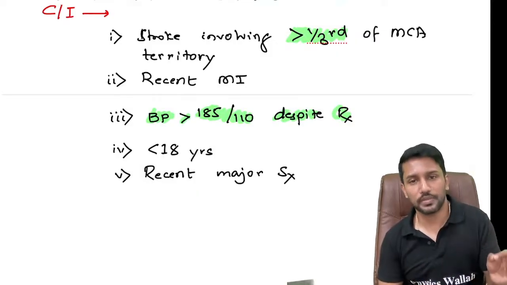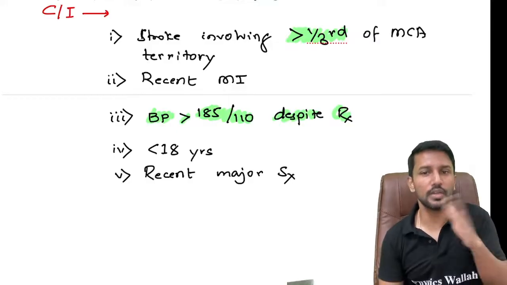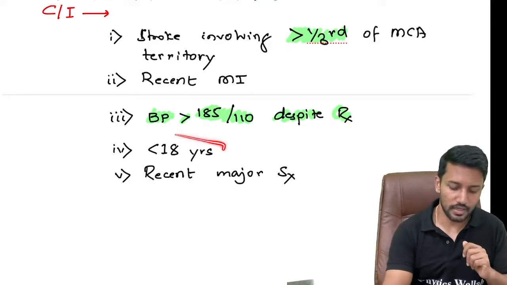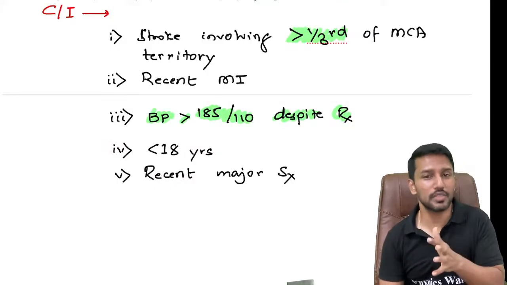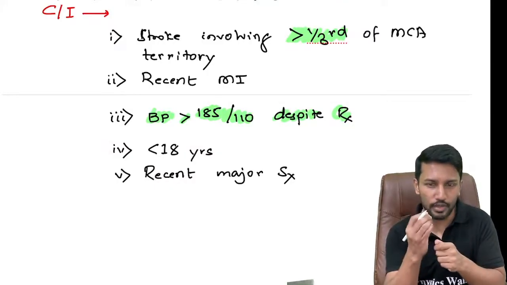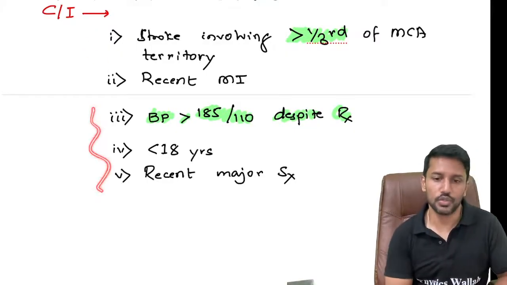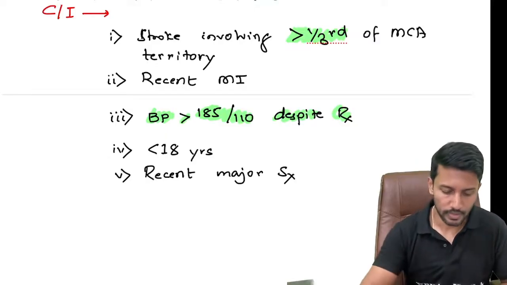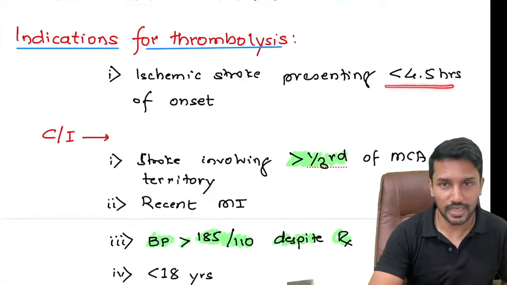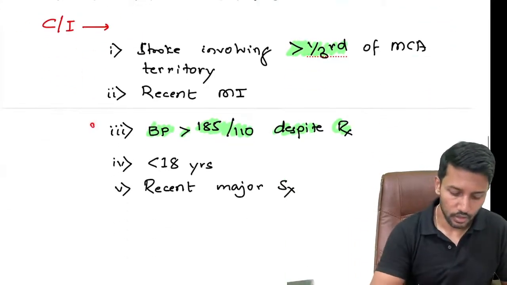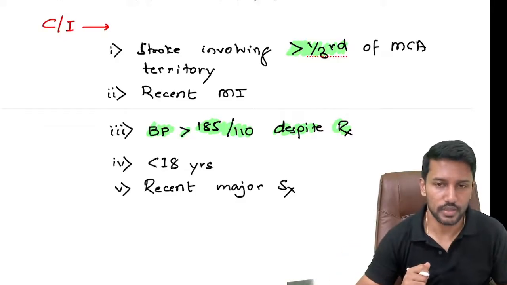If you're thinking why less than 18 years is a contraindication, the simple reason is that the reasons for stroke in individuals less than 18 are different from the reasons for stroke in adults. Under 18, you have diseases like vasculitis and moyamoya disease. They become the reason for stroke. It is not because of an embolic occlusion or an atheromatous occlusion, and that is why thrombolysis makes no sense in those cases. So if you have to decide about thrombolysis, first you have to see whether the patient presented in time and there should be no contraindications. Then you can go ahead with the thrombolysis.